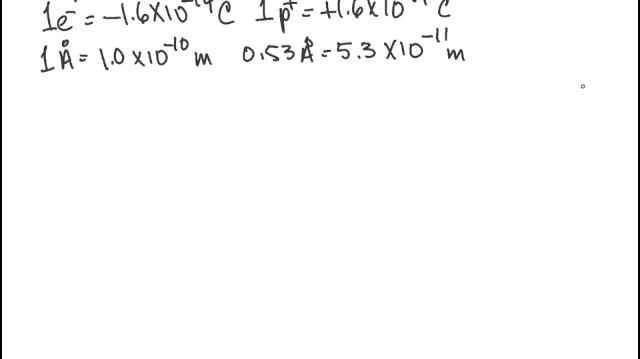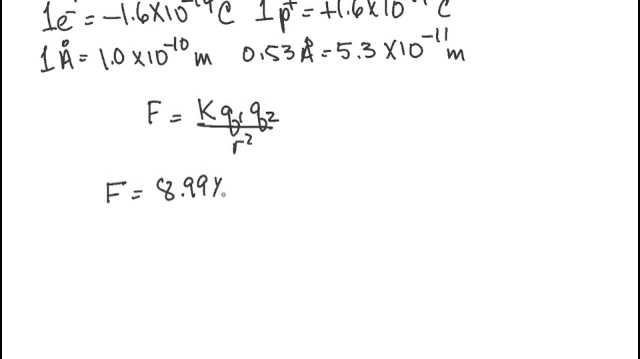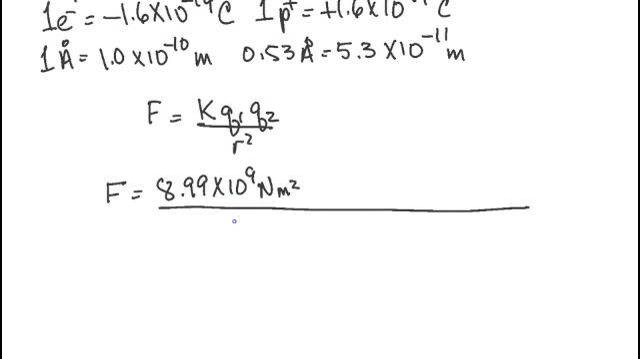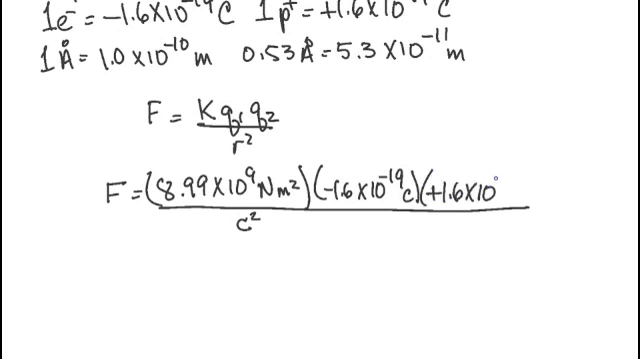Okay, so we set up our equation. Force equals K Q1 Q2 over R squared. Force is equal to 8.99 times 10 to the 9th newton meters squared per coulomb squared, times the magnitude of the charge of the electron, minus 1.6 times 10 to the minus 19 coulombs, times the charge of a proton, and then finally the distance between the two of them, and we square that.